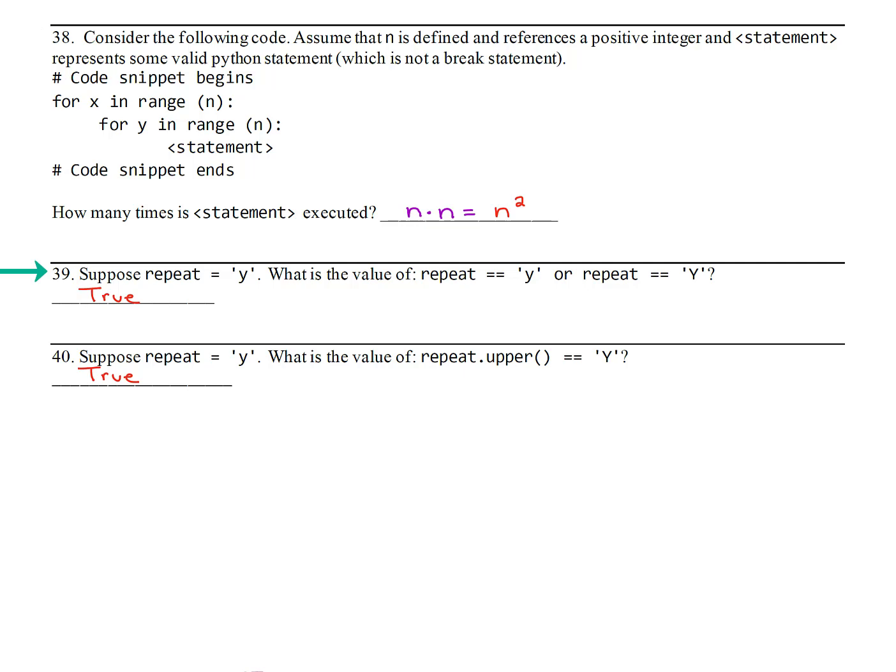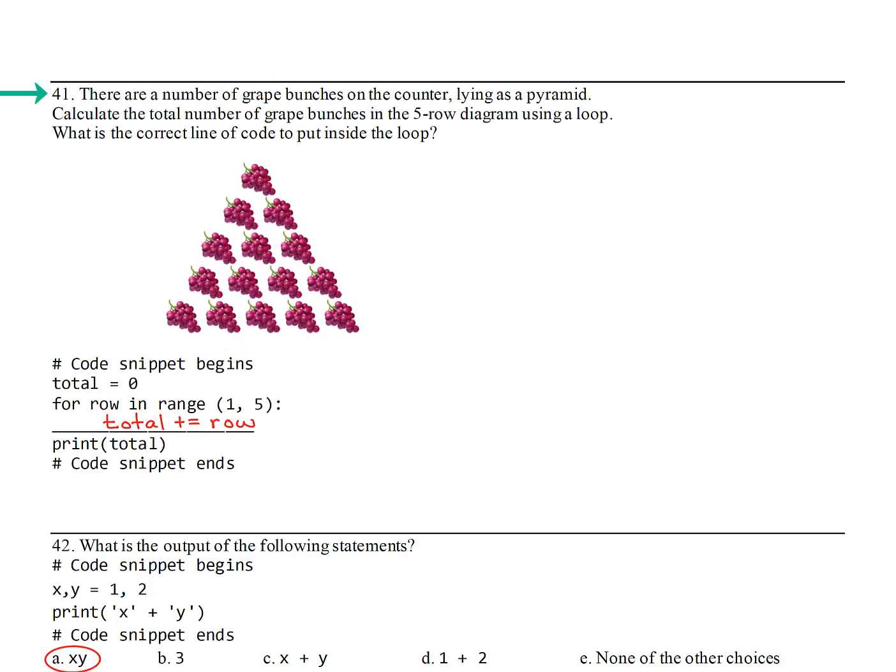39, so repeat is the single character lowercase y. And what is the result of this OR statement? Would be true. And then, of course, another kind of equivalent way of testing it. If you do repeat upper, then it converts the lowercase y to upper, and then we test, is that equal to uppercase y? And it is. That's true as well.